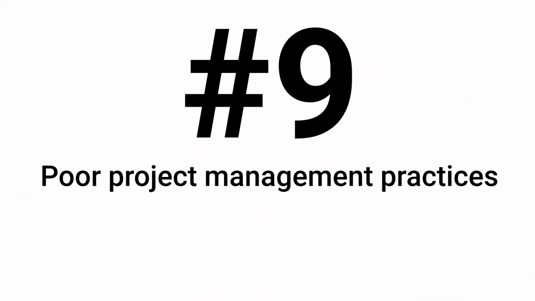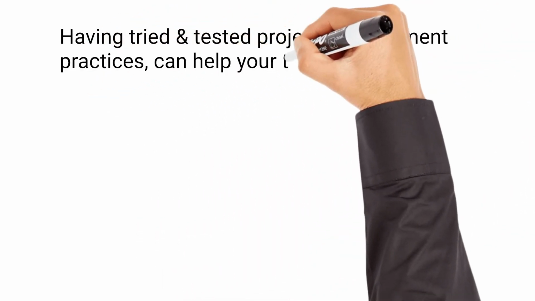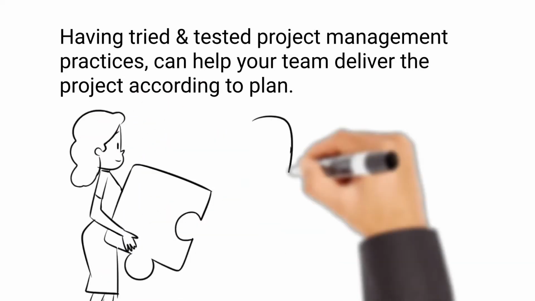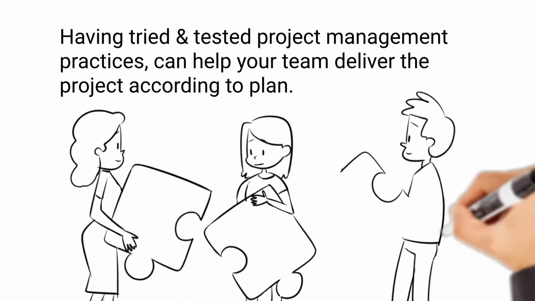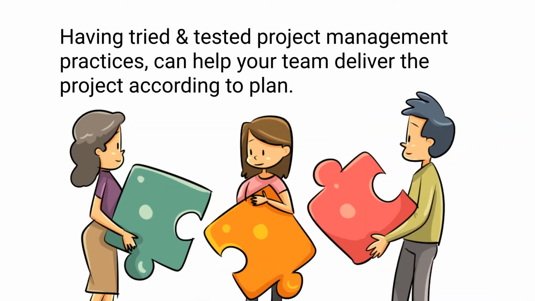Ninth is a lack of good project management practices. Having tried and tested project management practices can help your team deliver the project according to plan. These standards and processes have to be specific to your industry, not the general one. The introduction of a standard operating rhythm and rigorous process helps the team to manage change requests with shorter delivery cycles and avoid wastages.